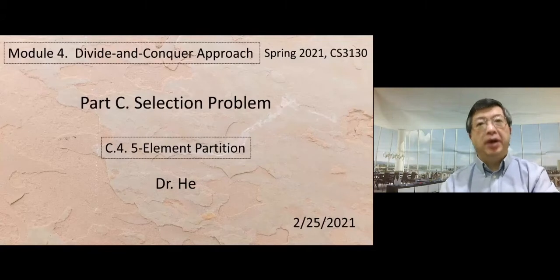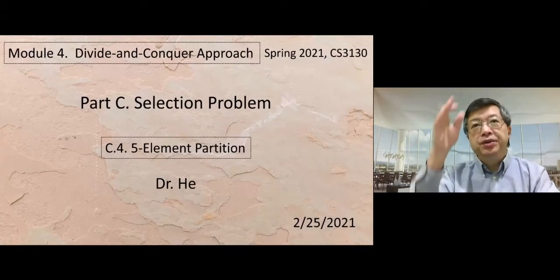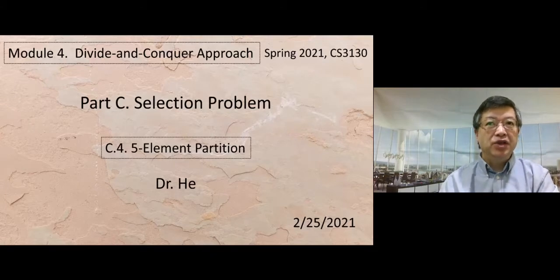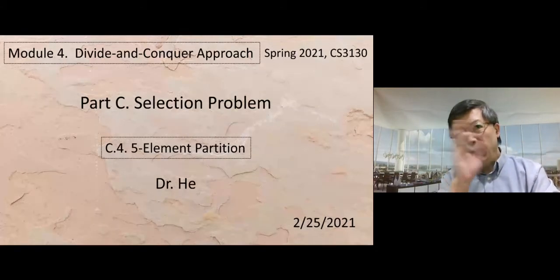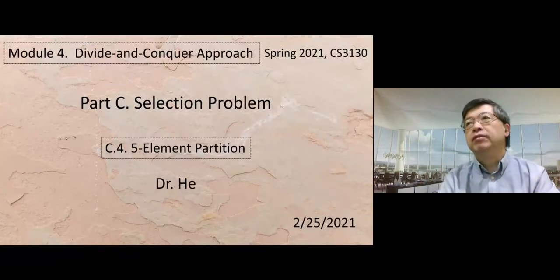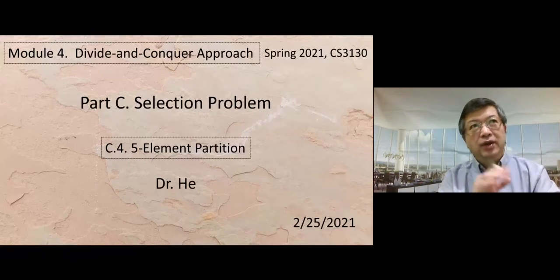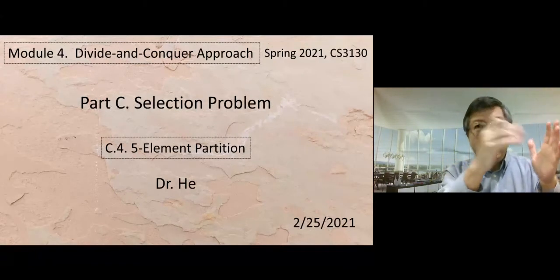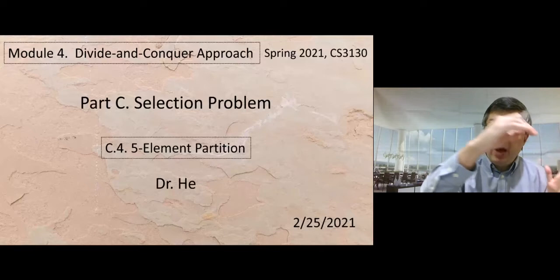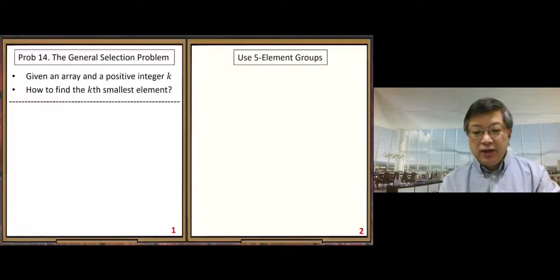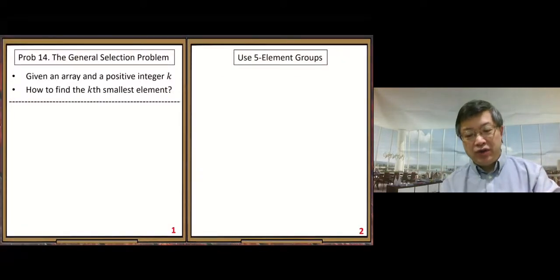4, 5-element partition. This time, we need to tighten the estimate using 5-element partition. The 3-element partition is still a little short of what we want to have as the result. So now we still use the same way, but this time our groups will have a larger size, 5 elements. All right. Now let's repeat that procedure.